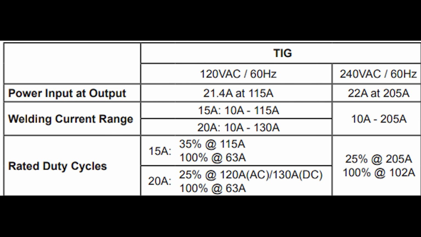And this here is a pretty typical duty cycle of a 200 amp class machine. If you look there on the lower right where it says 25% at 205 amps, that machine on 240 volts can only operate for 2.5 minutes out of 10 at 205 amps, its max output.